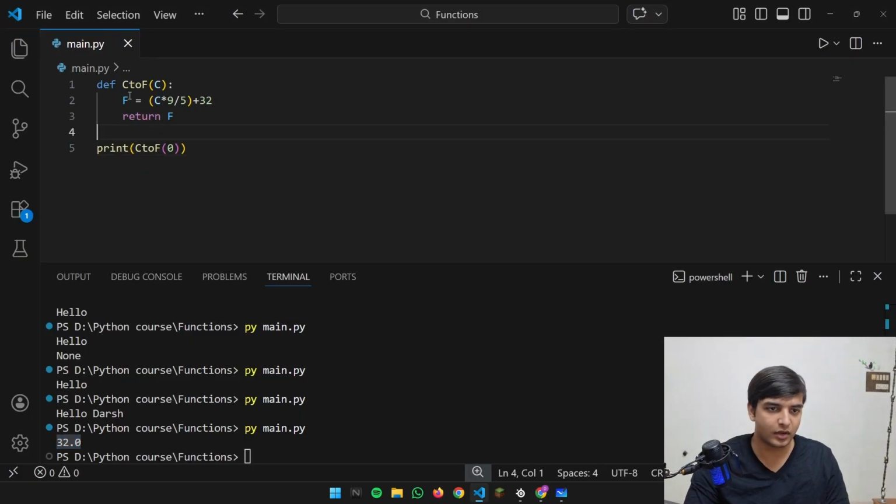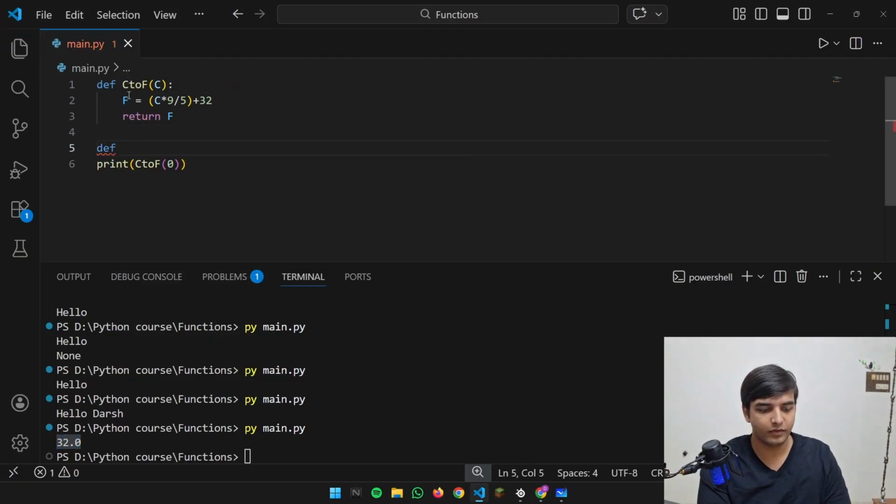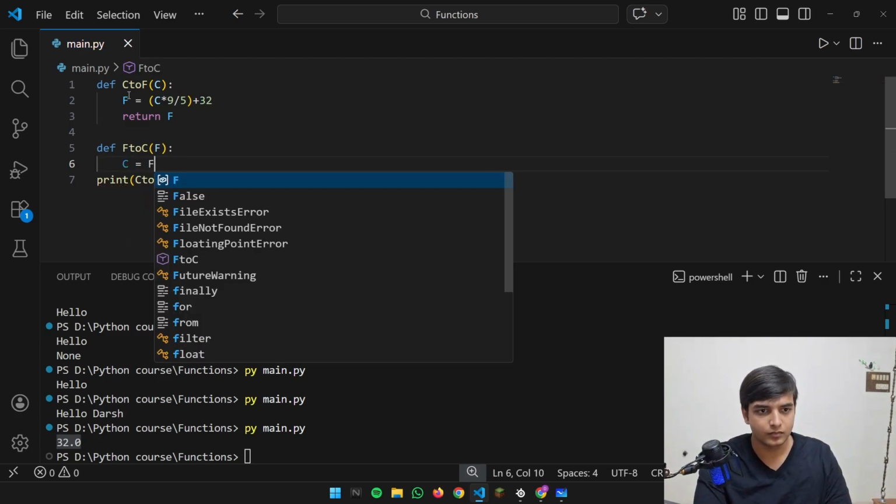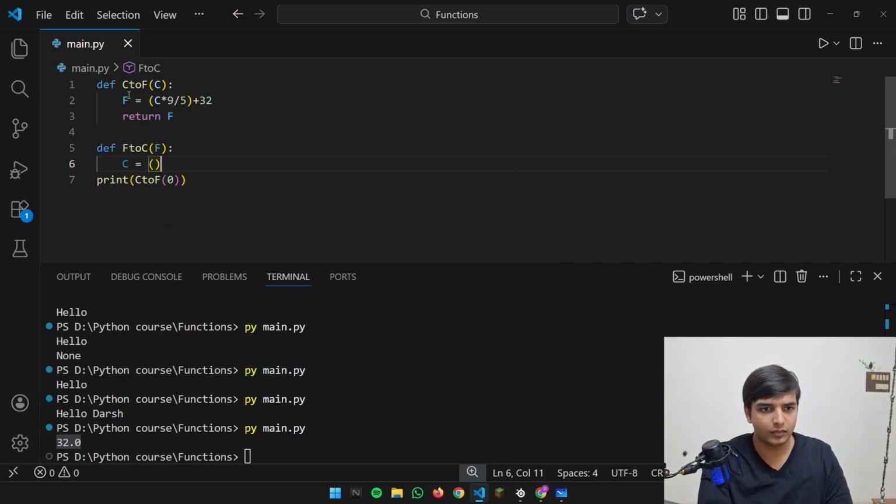Now let's try with F2C, and we'll take F as the parameter here. And what we'll do is C equals F minus 32 times 9/5, no, 5/9, I guess. 5/9. That should be good enough, I guess.